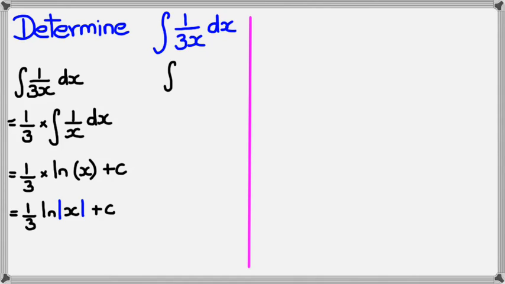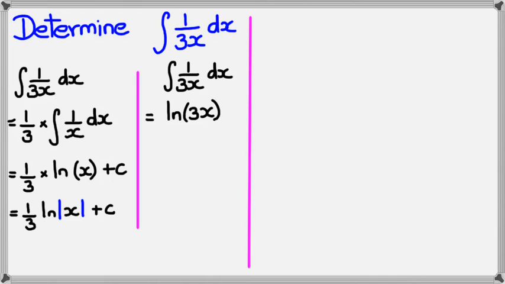Alright, let's have a look at that second method here. The second method, what I would do is write this as ln of 3x plus c, but I need to remember that if I want to have this as 3x, I need to divide this by the differentiation of 3x. So the differentiation of 3x is 3, so in this case it would be 3. Alright, so simply put, this is ln of 3x divided by 3 plus c.